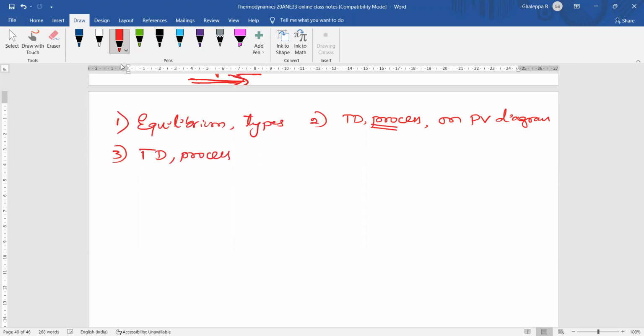There are 5 to 6 thermodynamic processes. So all 5 to 6 thermodynamic processes we will discuss with definitions and equations and all. And also we will draw them on PV and TS diagrams. It is an important point from the exam point of view. Okay. First is equilibrium. So what do you mean by equilibrium?